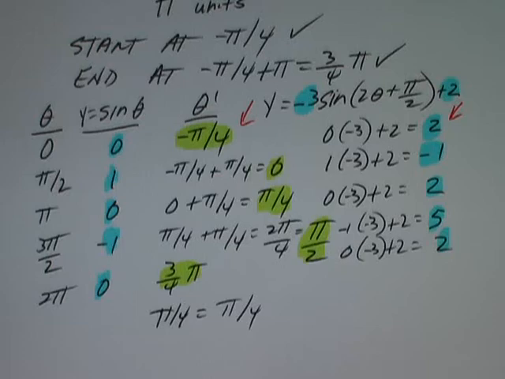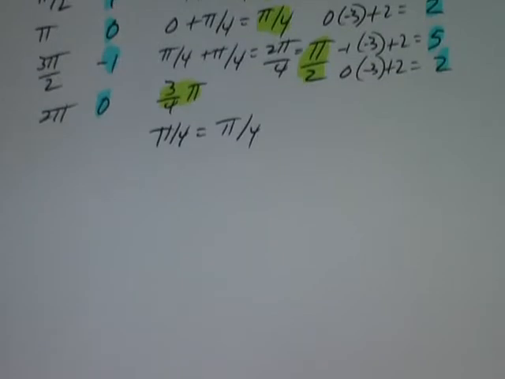Okay, so we're all set to graph our function. Again, we're going to use theta as negative pi divided by 4, 0, pi divided by 4, pi divided by 2, and 3/4 pi, and 2, -1, 2, 5, and 2 for our y values. So let's graph it.